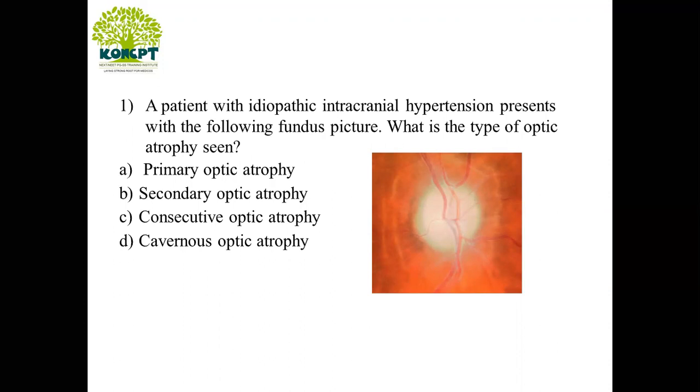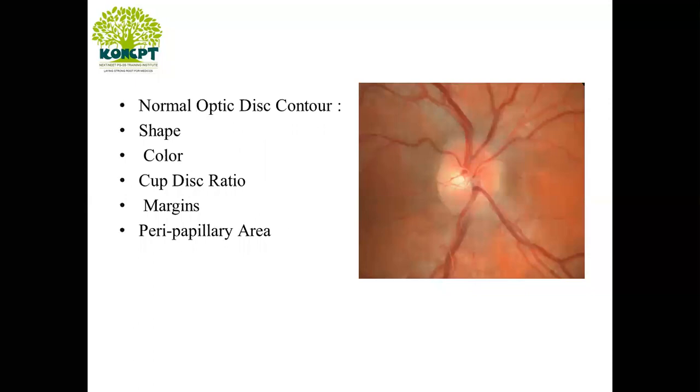Here, two things are given, the history as well as a fundus picture. The fundus picture is only the optic disc and the peripapillary area. Not much detail is given. From the history, we can conclude that some disc edema can be present. Idiopathic intracranial hypertension causes papilledema, that is the disc edema due to raised ICT. The normal optic disc details can be discussed first, following which the answer discussion can be done.